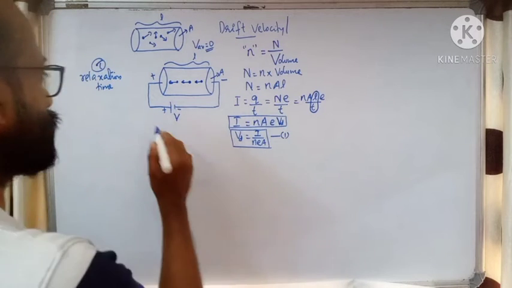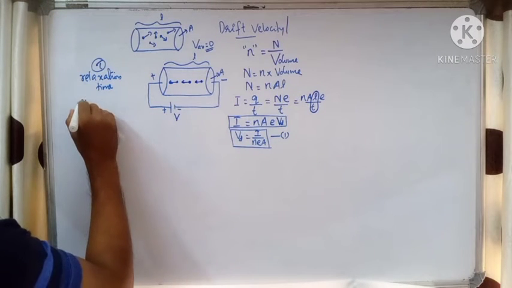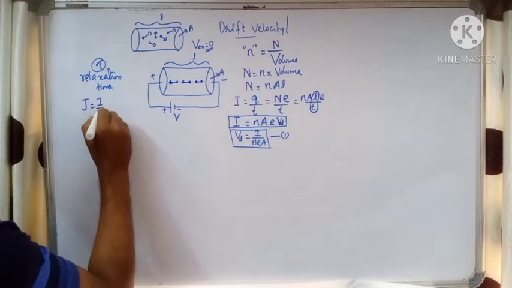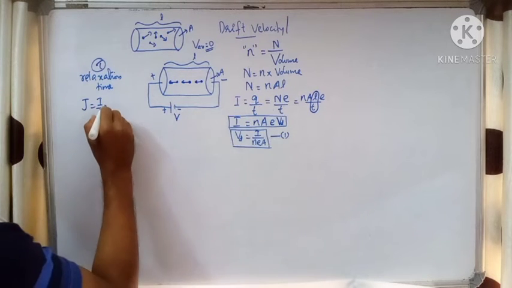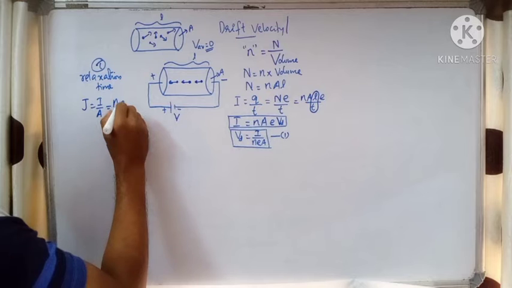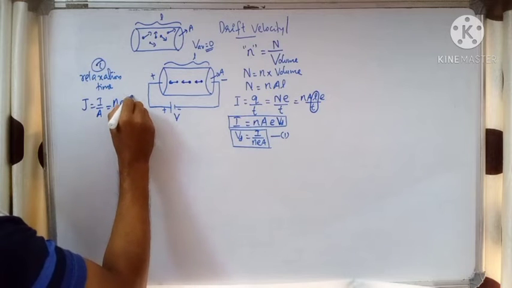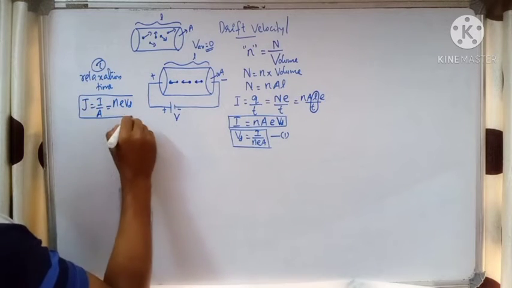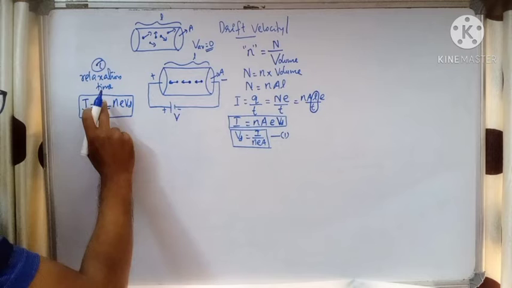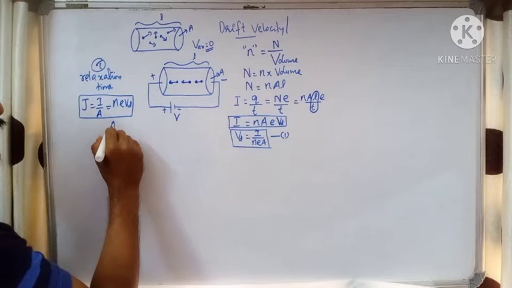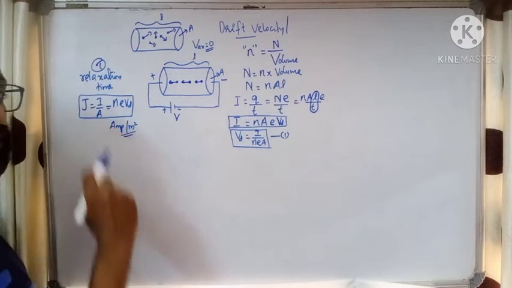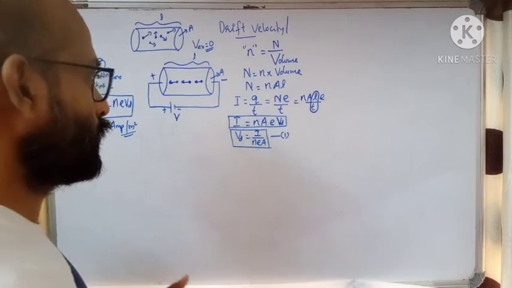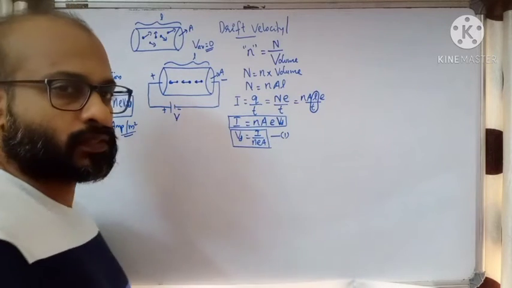Now if we know the current, how can we get current density? Current density has the symbol J. Current density means current by area, current divided by area. So the area will be cancelled and what will you get? nE into Vd. This is the equation for current density. What is the SI unit of current density? Current by area, so ampere per meter square. This is the unit of current density. This is our first equation for drift velocity.